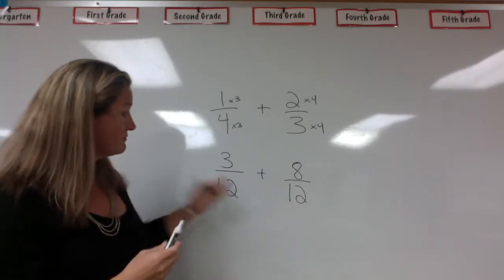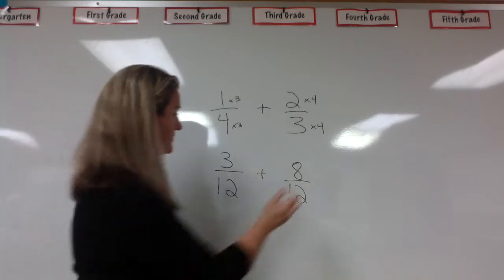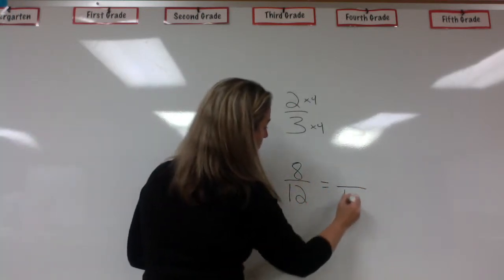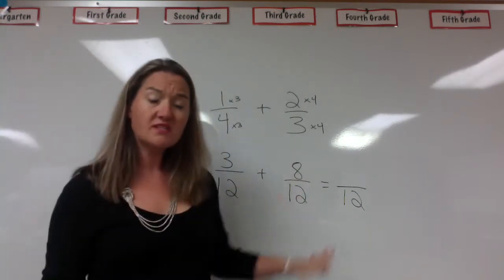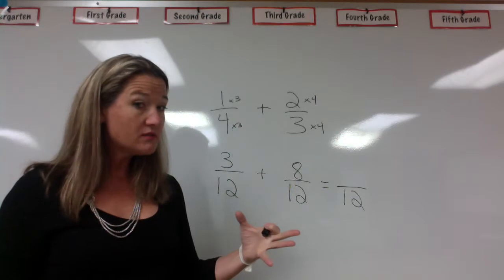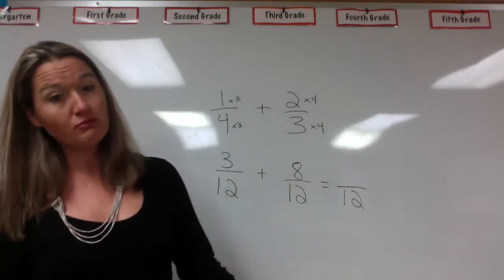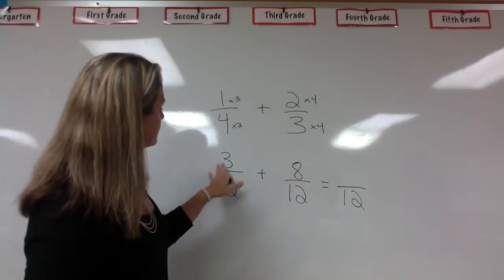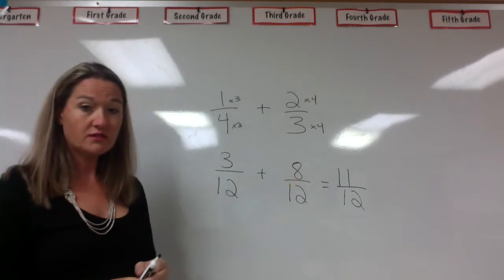Now we can add them. We've got the same number on the bottom, which is 12. So remember, when we add and subtract fractions, the number on the bottom always stays the same. That's just telling us that's 12 pieces in the whole. That doesn't change. It doesn't all of a sudden become 24 pieces if we add them together. Now we just add the top. 3 plus 8, 11. And 11/12 is our answer.